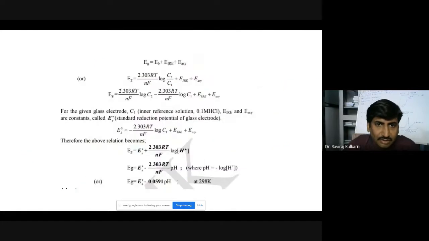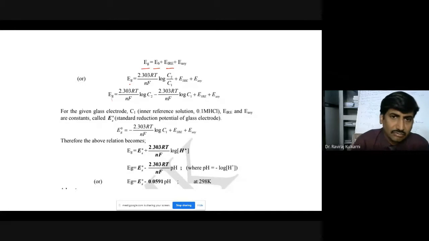So now we have to solve this. Eg is equal to what? Boundary potential plus internal potential due to internal reference electrode, and potential because of asymmetry. So now you substitute the values. What is boundary potential? At any temperature, it should be 2.303 RT by nF log of C2 by C1. What is the internal reference electrode potential? Potential due to EIRE and E asymmetry.